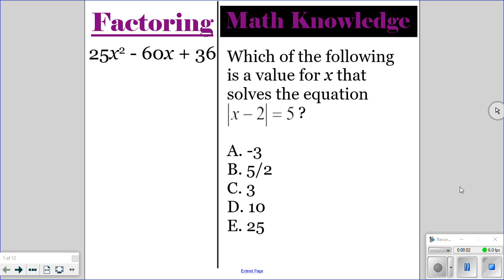All right, so y'all go ahead and do the factoring and the math knowledge question for today. Pause the video, and then once everyone is finished, you can unpause the video and I'll go over the correct answers. So for the factoring, we haven't had one like this, I don't think, this year.